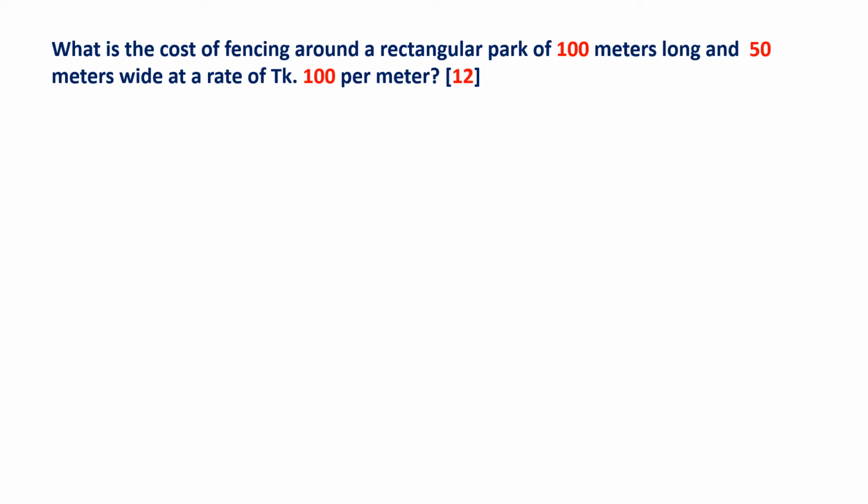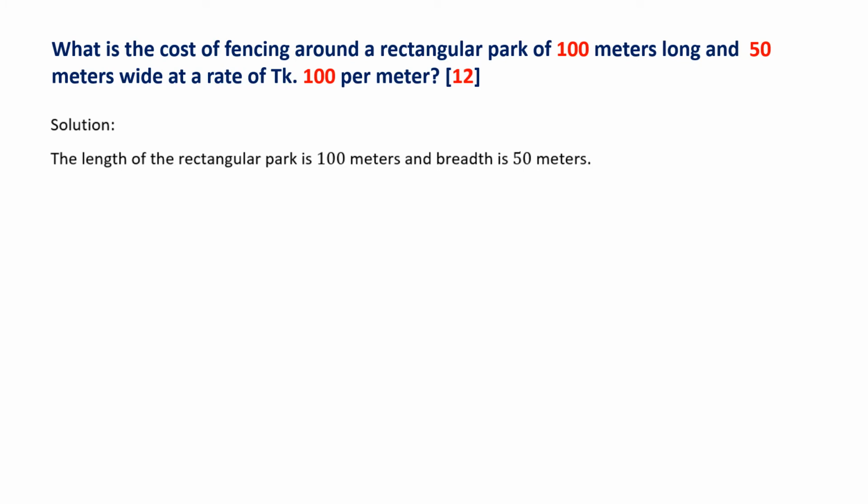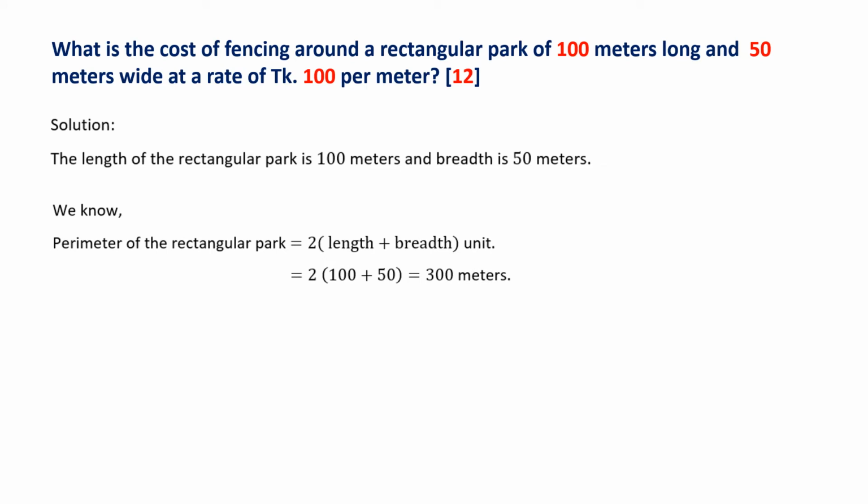First, we need to understand the problem: the rectangular park has a length of 100 meters and breadth of 50 meters, and the cost is taka 100 per meter. Now let us determine its perimeter. The perimeter of the rectangular park is 2 times length plus breadth. That means 2 times 100 plus 50 equals 300 meters.